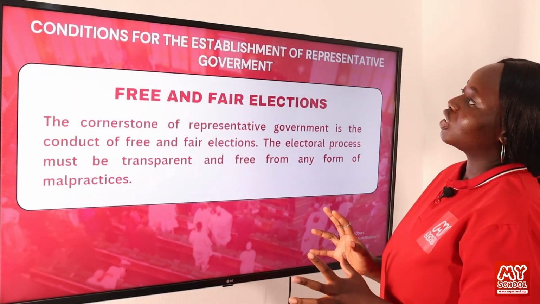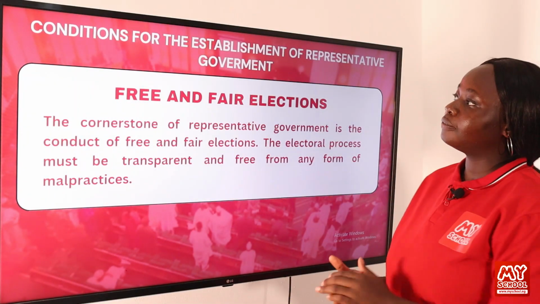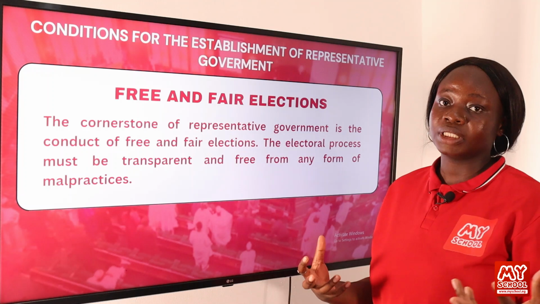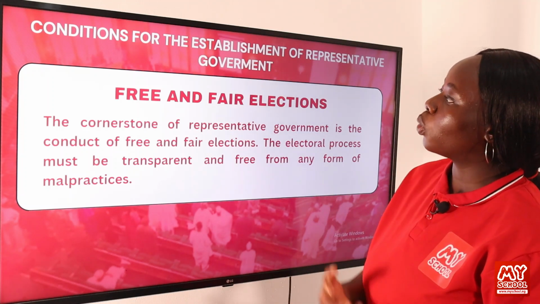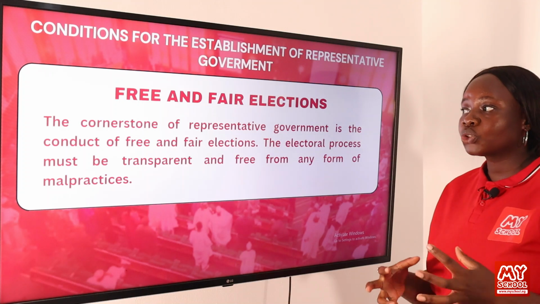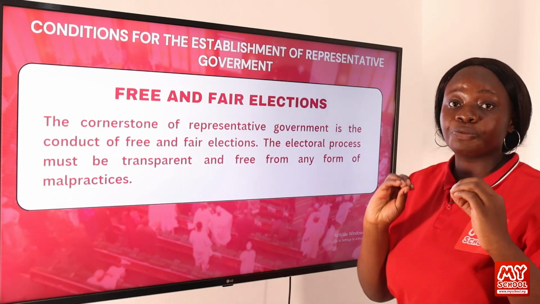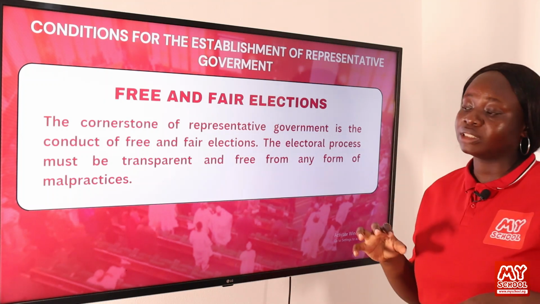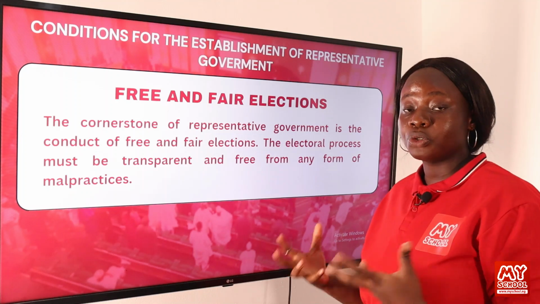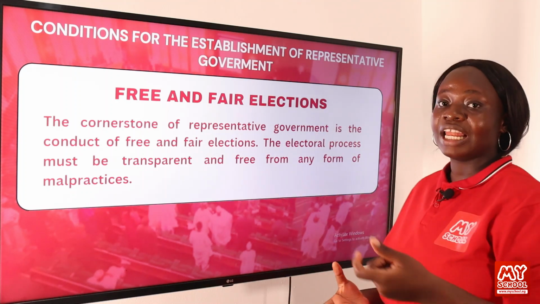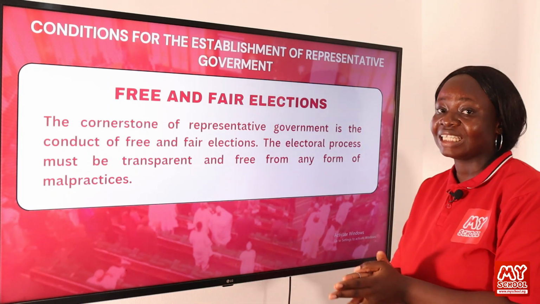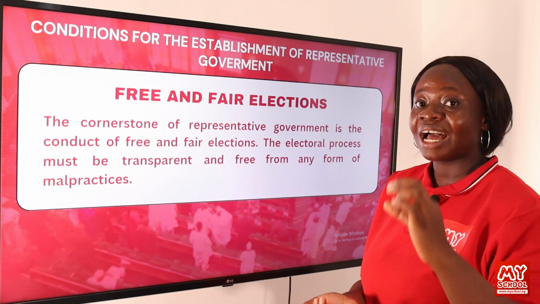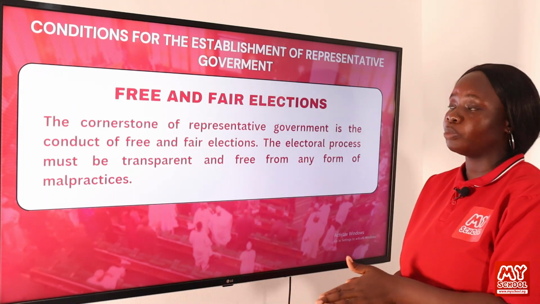What are the conditions necessary for the establishment of representative government? What are those things that need to be in society that help to ensure that representative governments can operate successfully? One of them is free and fair election. The cornerstone of a representative government is the conduct of free and fair election. The electoral process must be transparent and free from any form of malpractices. Without free and fair election, there will be no representative government, because you need an election that is free for all members of the society and that is fair, to ensure that the people that are elected are people that are actually representative of the majority of the people in the country.